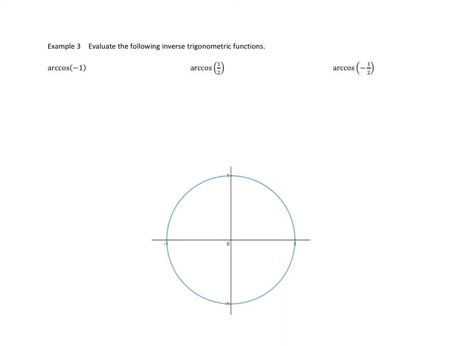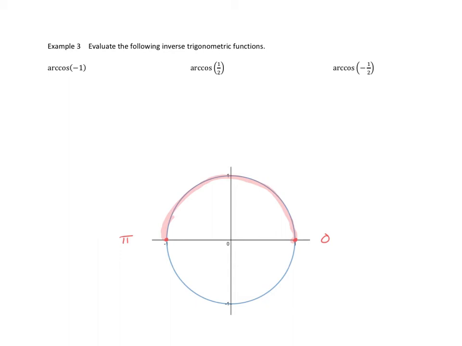In example 3, we're going to evaluate these 3 inverse trig functions for these angles. And we just talked about this one in the previous slide, but I'm going to look at it again just by focusing on the unit circle. When we talk about the inverse of cosine, the angles that we are using go from 0 to pi. So it's different this time. It's definitely different than when working with arc sine.